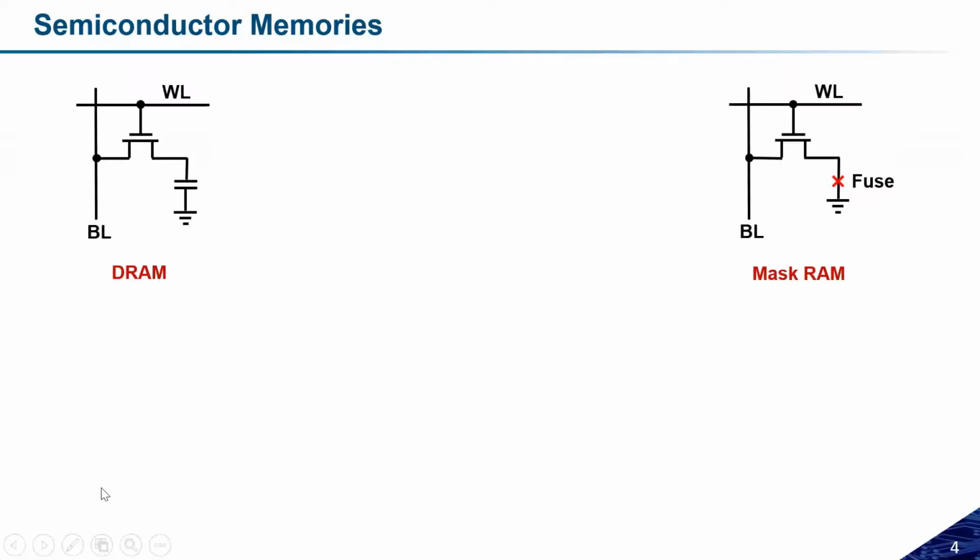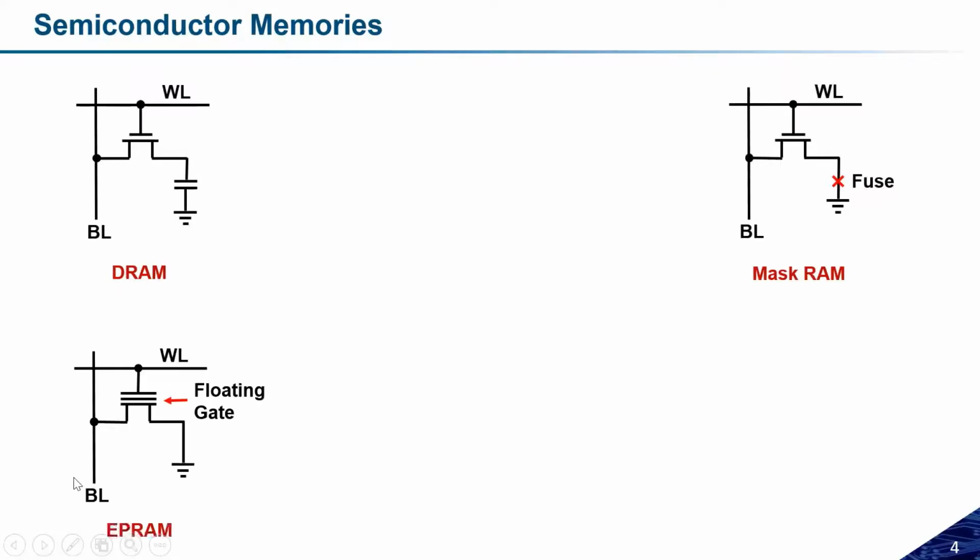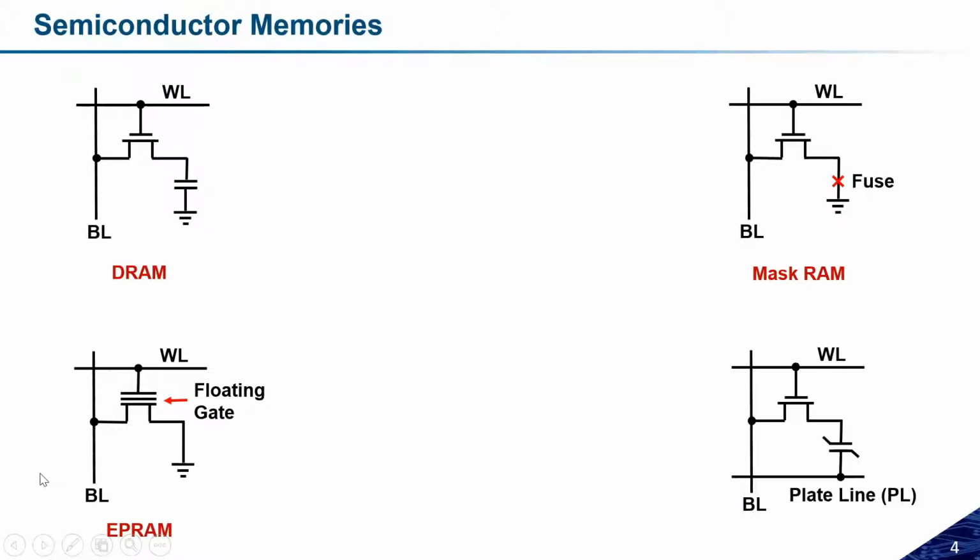Good morning. In the previous class, we discussed the different kinds of semiconductor memories, and we briefly talked about the basics of some of the memories like DRAM. Then we talked about mask ROM, then EPROM, it's EPROM, and then we talked about the FRAM. So these are all the memories which we discussed.